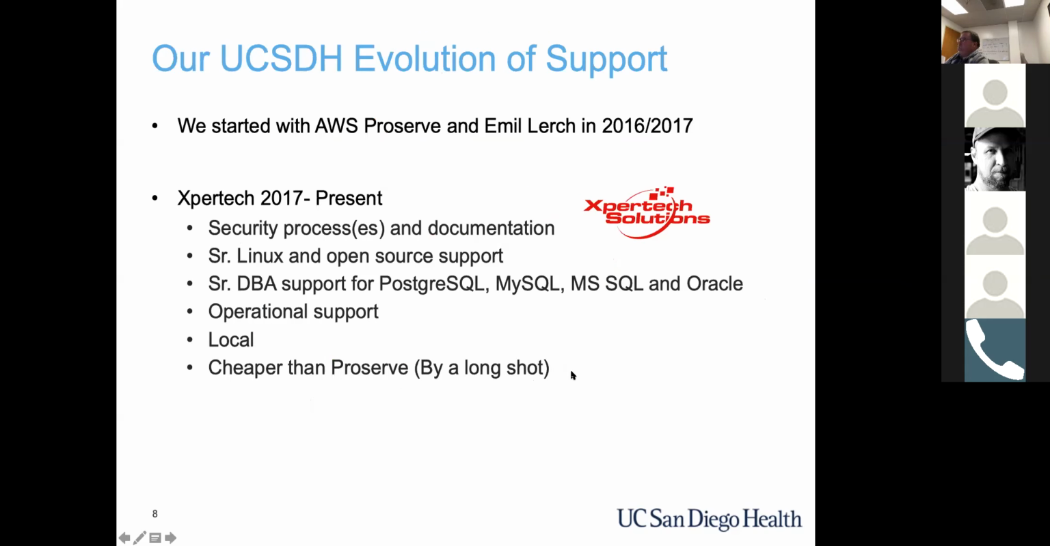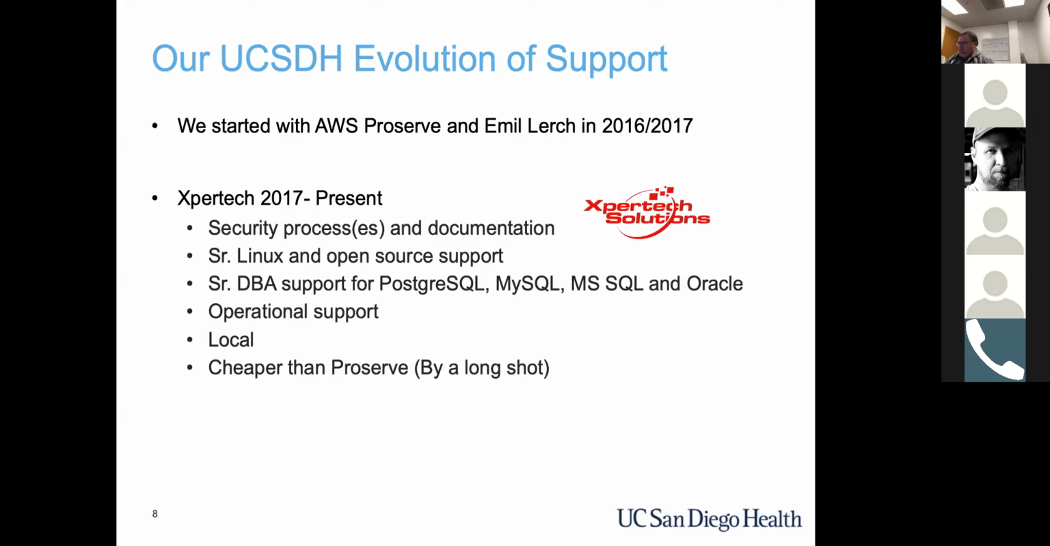There we go. So I mentioned before Expertech. We brought them on board. We initially started with AWS ProServe back in 2016, 2017. AWS will help you get off the ground, but they're not meant to be long-term operational support partners. So they gave us 4 or 5 different companies that we could look at to evaluate long-term support for both junior and senior level support in different areas.